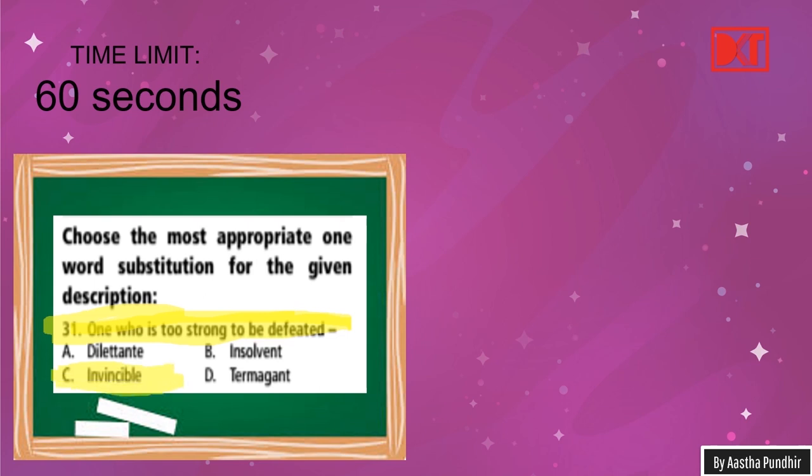Other words: dilettante is a very specific word. How do I describe it? It's used for a person who doesn't have a strong commitment or belief in an area or in a system, but has interest in it. Okay, that's dilettante. It's very specific, you can go and research about it a bit more. Then we have insolvent, a person who has gone bankrupt and has no money to pay off his debts. Then we have termagant. Termagant is, I think, usually used for women who are bad-tempered. Okay, termagant women. Alright.